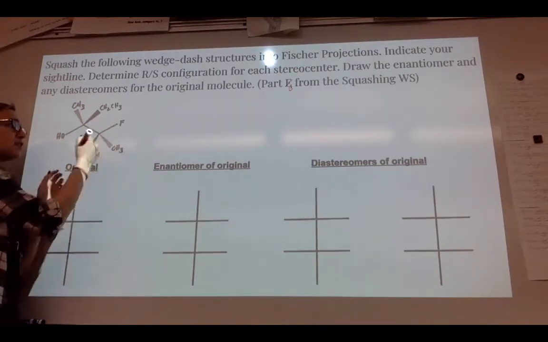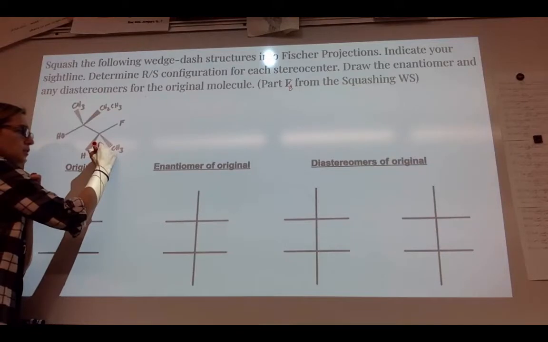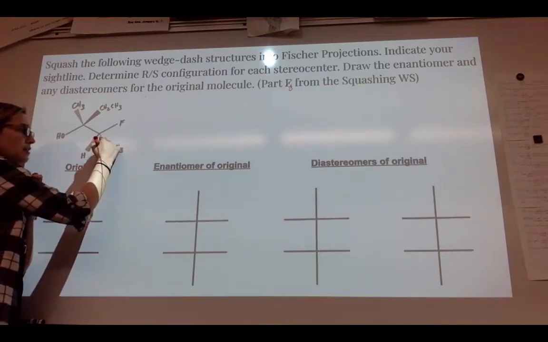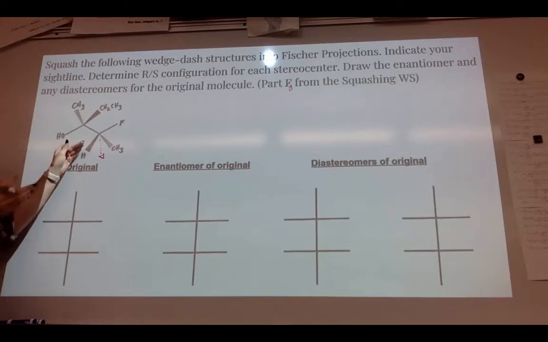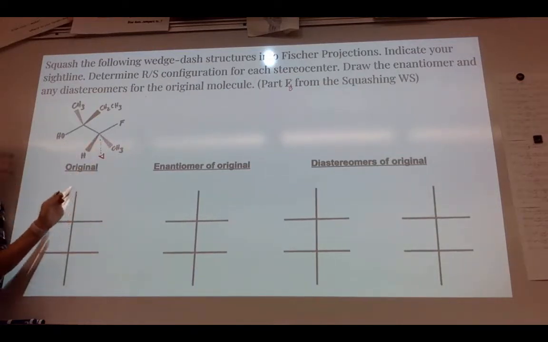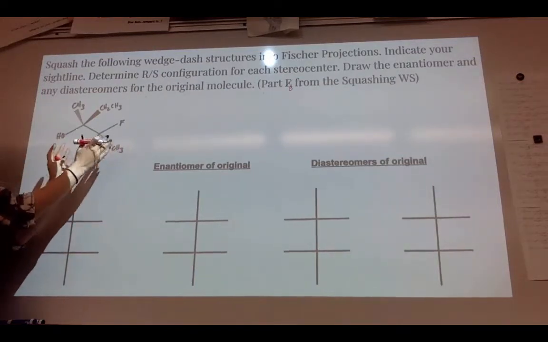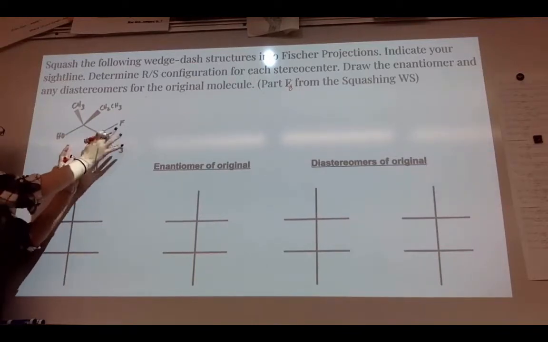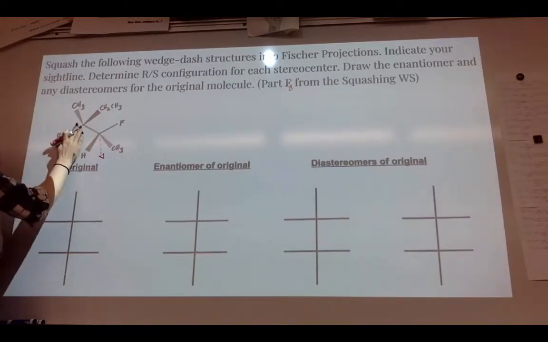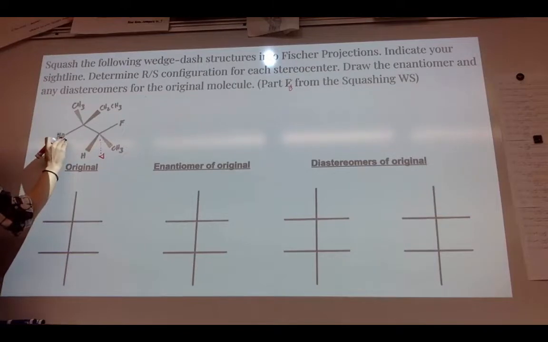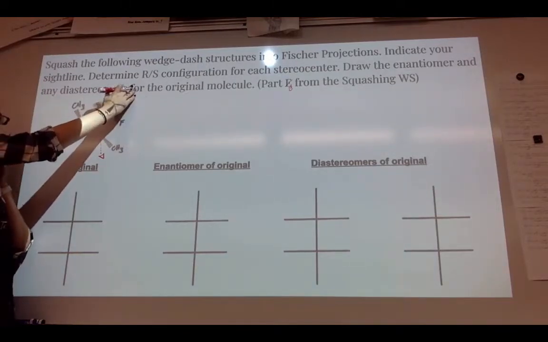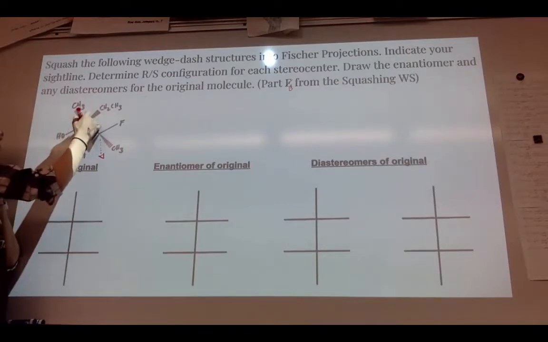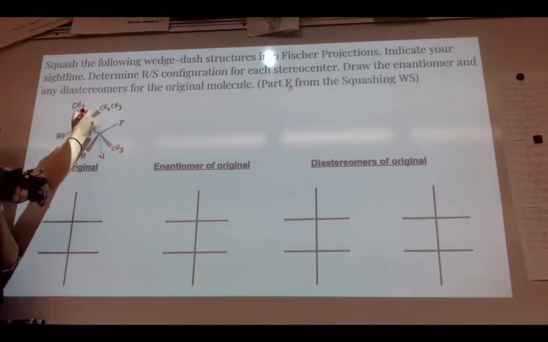Which means F is already far away from me, because I'm looking from the bottom right. So here's where I'm going to be looking. I should always be looking between a wedge and a dash. I am here, so I don't have to worry about rotating this side. However, on this side, I need the single line, what's in the plane of the paper, to be away from me. So we need to rotate this part of the molecule.